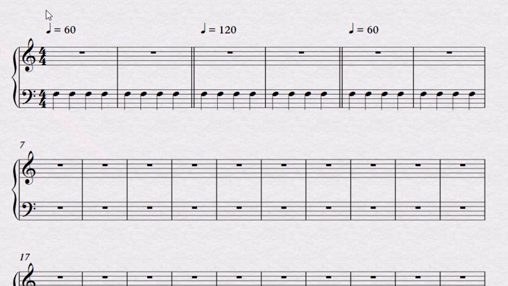So a couple of things, those double bars, but really what I hope you get out of this video is an understanding of how fast you're going to play your songs. That's exactly what this is telling you, how fast the composer wants you to play the song.